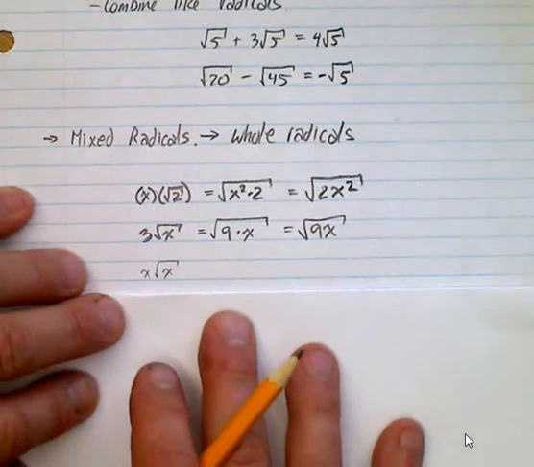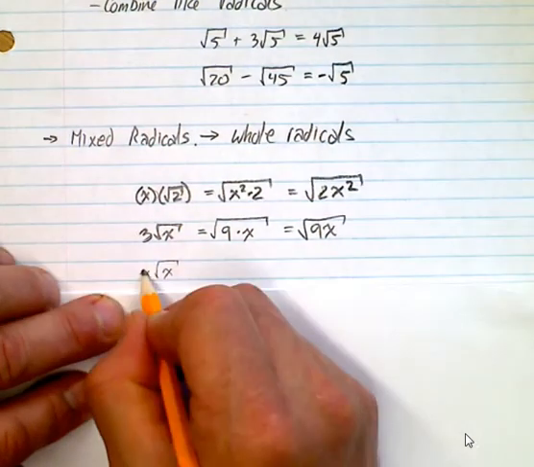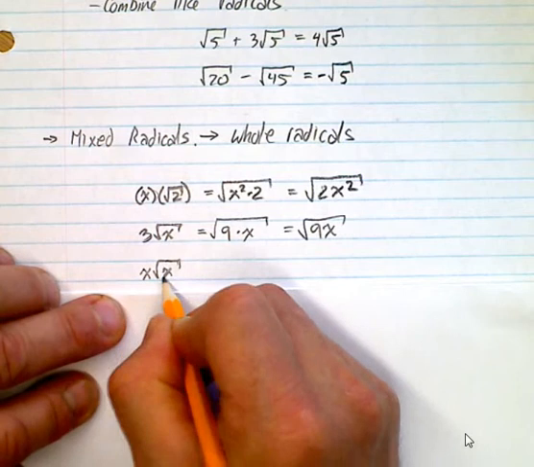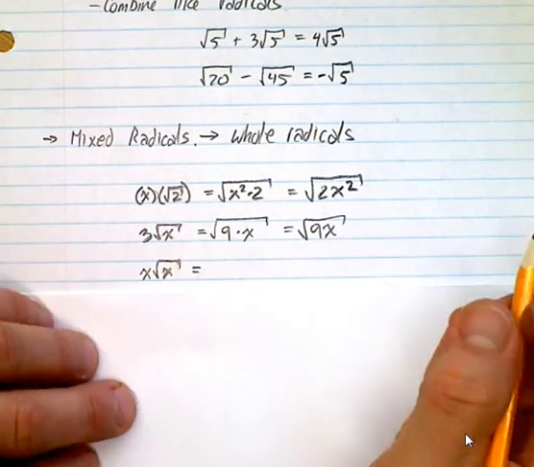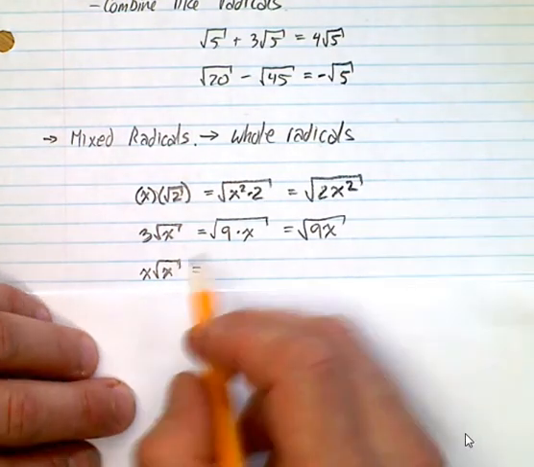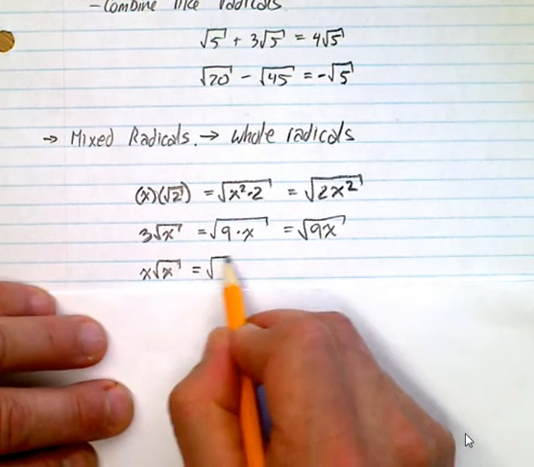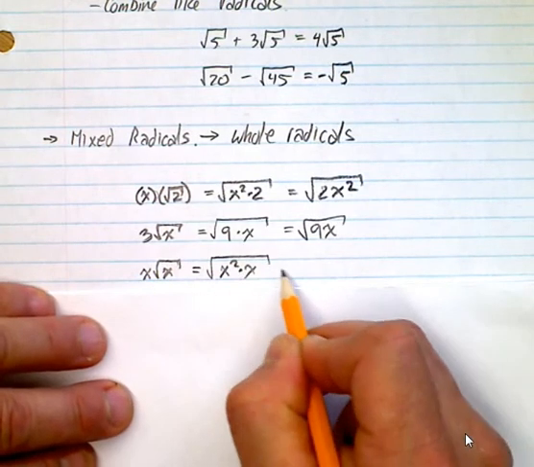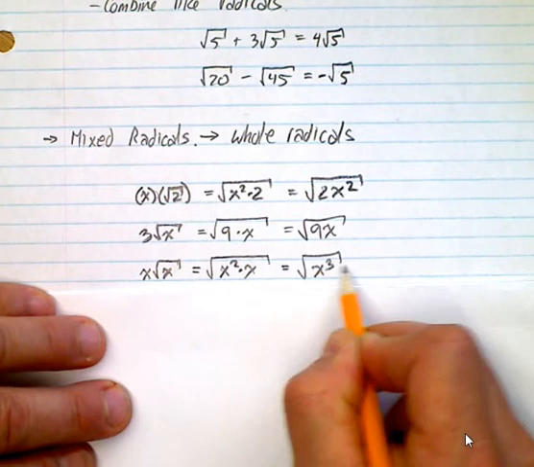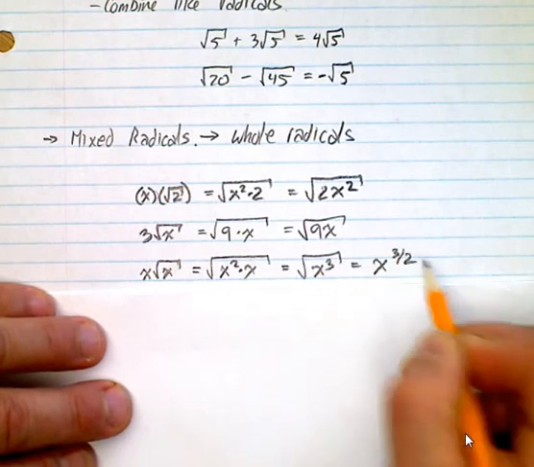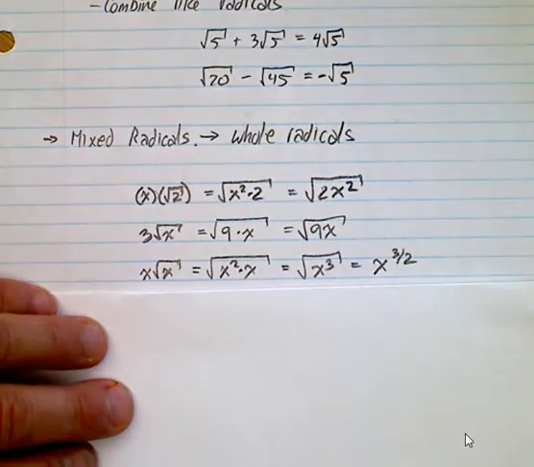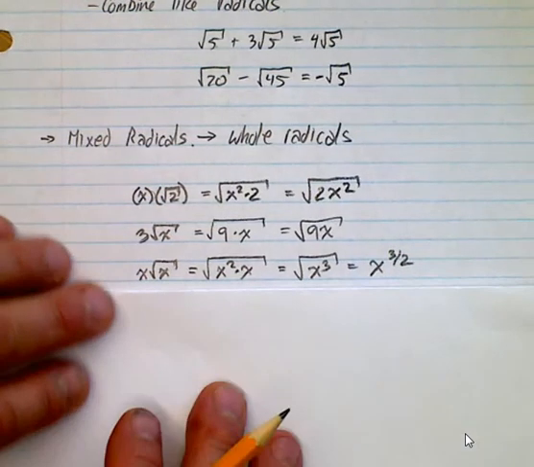Let's look at another one here. If I had x square root of x, what do you think that would end up being if I wanted to make it a whole radical? Put the x back in. X squared times x gives me the square root of x cubed. And if you wanted to put it in exponential form, it'd be x to the 3/2. Okay? Hope this is ringing some bells, folks.